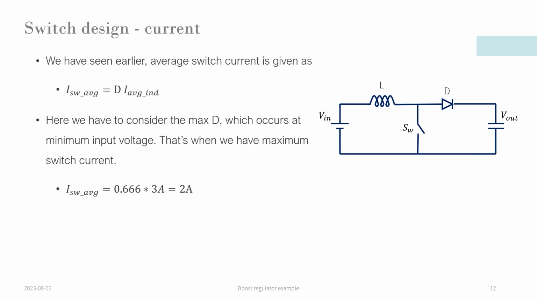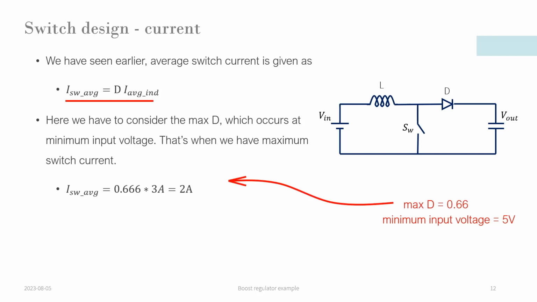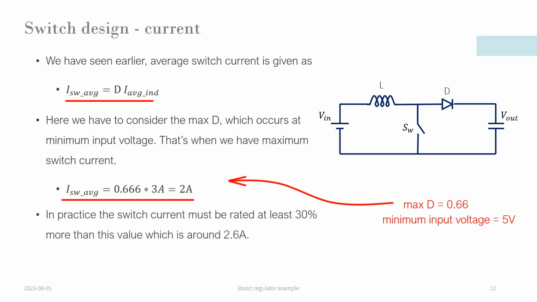Let us now look at switch current. Switch average current is given as D into inductor average current. We consider maximum duty cycle which occurs at minimum input voltage. This is when we have maximum switch current. Let us substitute these values in switch average current equation. We get 2 amps. In practice, switch current must be rated at least 30% more than this value. This leads to 2.6 amps.